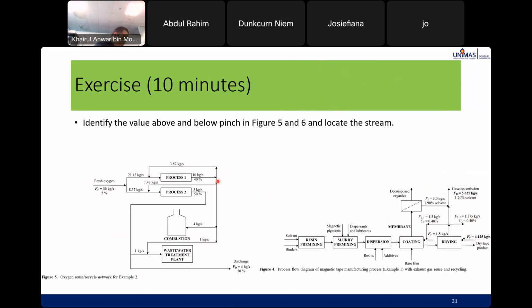The FC of the pinch is -5 kg per second. Below the pinch is 5 kg per second as well. 50%. So here divided into 5, 5, and 5 for a second, 5 for reuse from process 1.